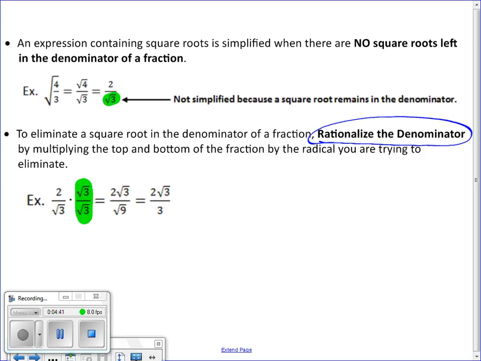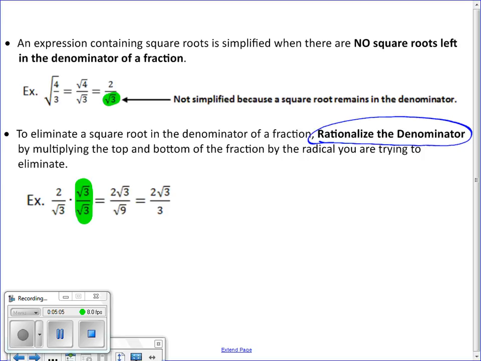Because in essence, what is radical 3 over radical 3? It's just 1, right? If I multiply top and bottom by the same thing, they really kind of cancel out. So I'm not changing the value, I'm just changing the way it looks. 2 times radical 3 is just 2 radical 3. One's under a radical, one's not. I can't multiply them. Radical 3 times radical 3 is radical 9, and the square root of 9 is 3.